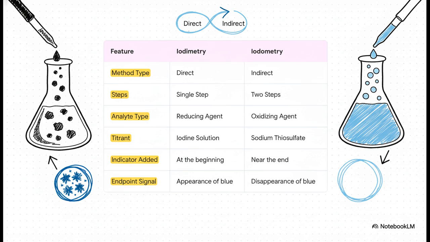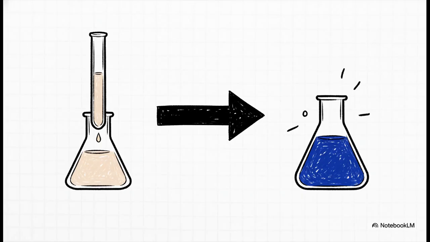You even use a different titrant. And get this, the endpoint is the exact opposite. With iodimetry, you're waiting for that blue color to appear. With iodometry, you're actually watching for the blue color to disappear. So if there's one thing to remember about iodimetry, it's this. It is simple and direct. The iodine you add reacts right away with the stuff you're trying to measure. It's a fantastic one-step process for figuring out how much of a reducing agent you have.